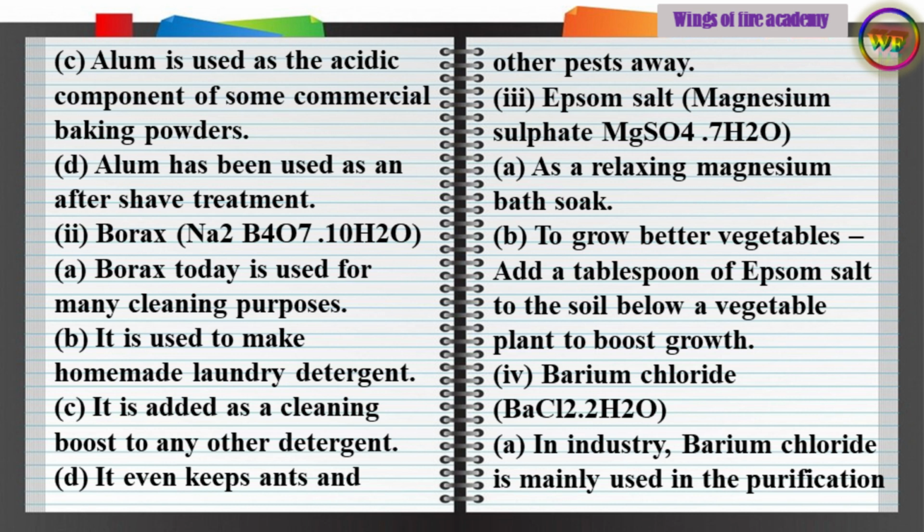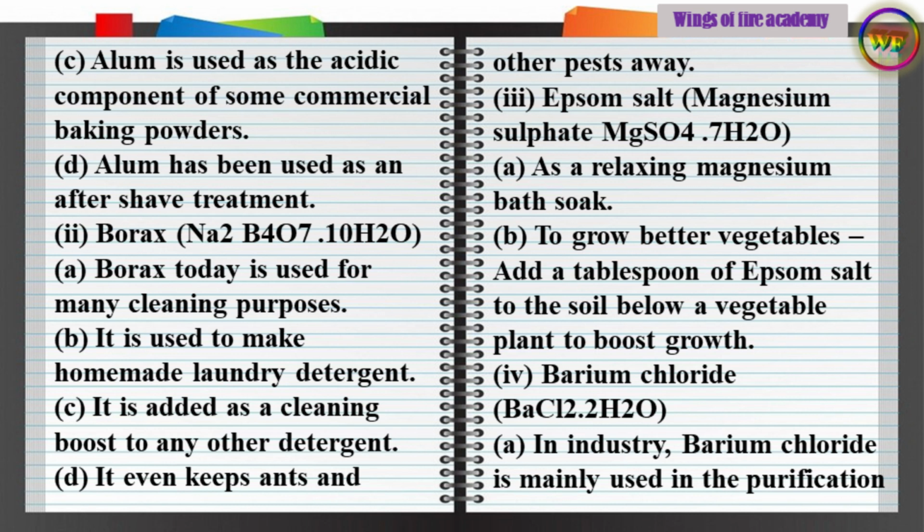2. Borax, sodium tetraborate decahydrate. A. Borax today is used for many cleaning purposes. B. It is used to make homemade laundry detergent. C. It is added as a cleaning boost to any other detergent. D. It even keeps ants and other pests away. 3. Epsom salt, magnesium sulfate with 7 water molecules. A. As a relaxing magnesium bath soak. B. To grow better vegetables, add a tablespoon of Epsom salt to the soil below a vegetable plant to boost growth.